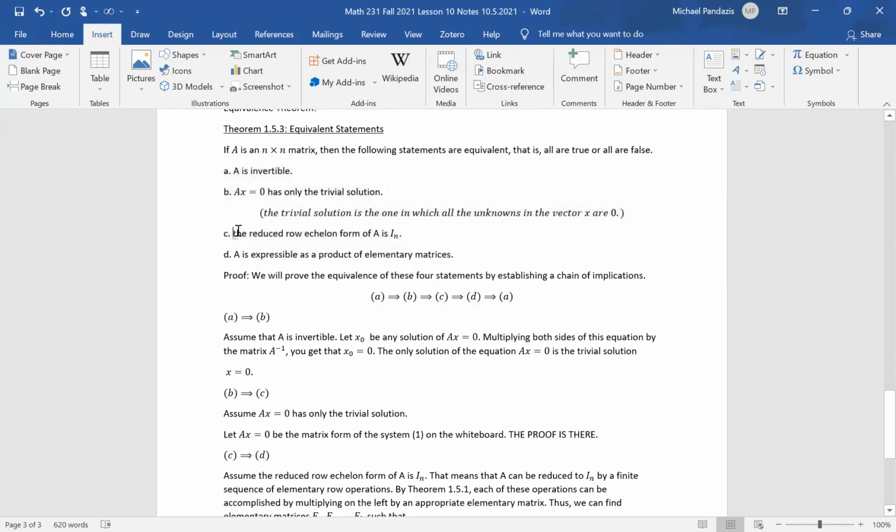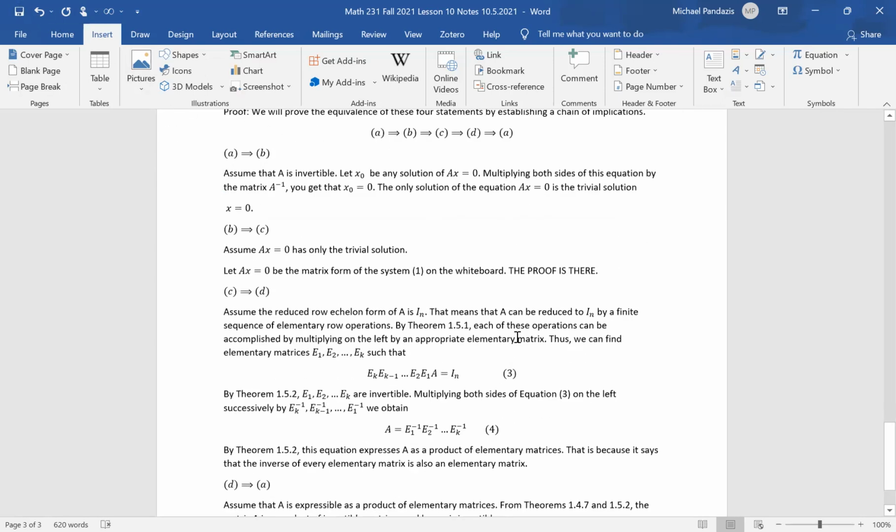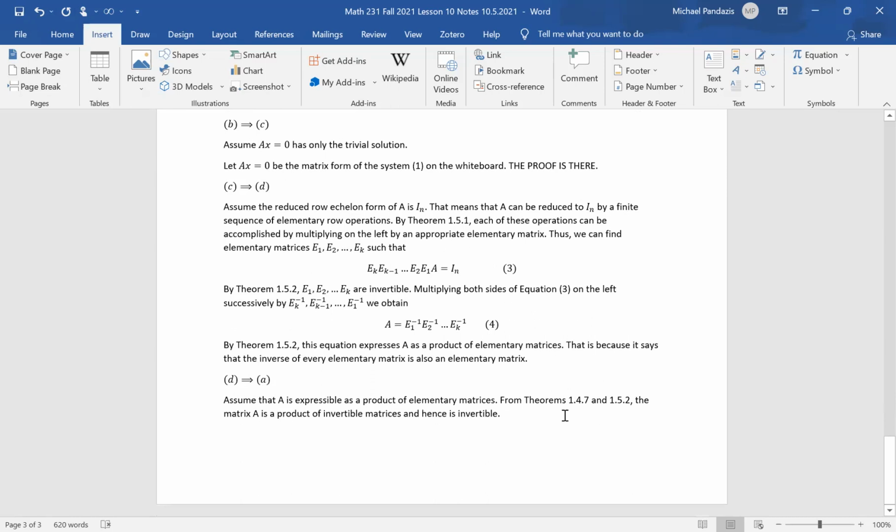So for instance, if you want to show that the reduced echelon form of a matrix is the identity I sub n, well, if you can show it's invertible, then you've also shown that its reduced echelon form is I sub n. Okay, so now when you want to find one of these things to be true, instead of showing that directly, you could show one of the other things is true. Or if you find one of them is false, you then realize that what you're trying to show is false. Okay, so it's a very powerful theorem.